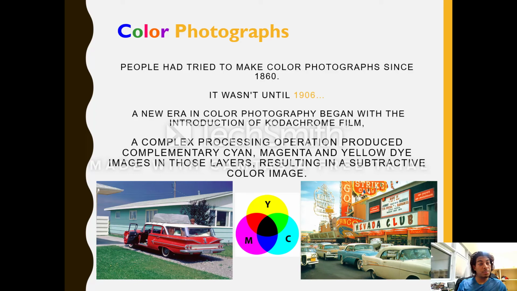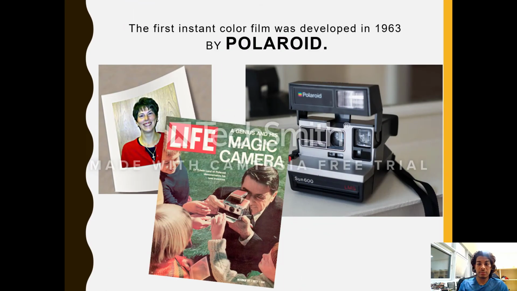So it's really important to talk about color photographs, because until 1860 it wasn't really possible to have color photographs. They used three different color-sensitive films, cyan, magenta, and yellow, and the mixture of all these three colors would give you a vibrant color photograph.